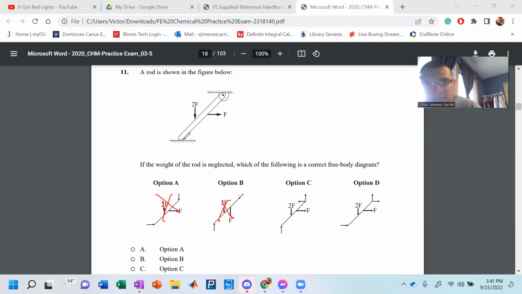So we need to talk about this. Well, this is a floor, and it's touching this rod. But let's read the rest of it before we answer that. It says the weight of the object is neglected, so there's no force to the ground. Which of the following is the free body diagram?